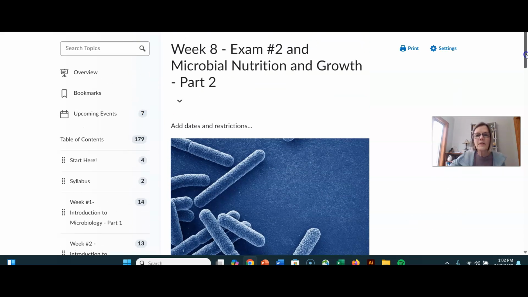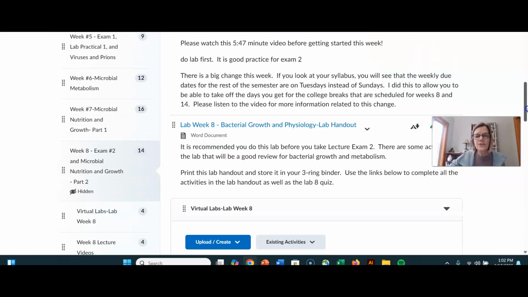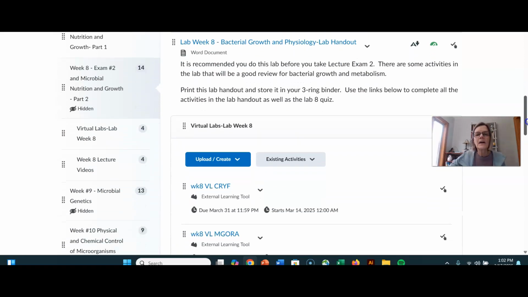We're on microbial nutrition and growth part 2, and there's your introduction. What I'm recommending is that you do lab before you do the exam. The reason is there are some things about microbial growth, particularly those fluid thioglycolate tubes, talking about the different growth conditions: aerobically, anaerobically, facultative anaerobes, microaerophiles, all that. We cover that in lab, and that will help you for exam number 2.